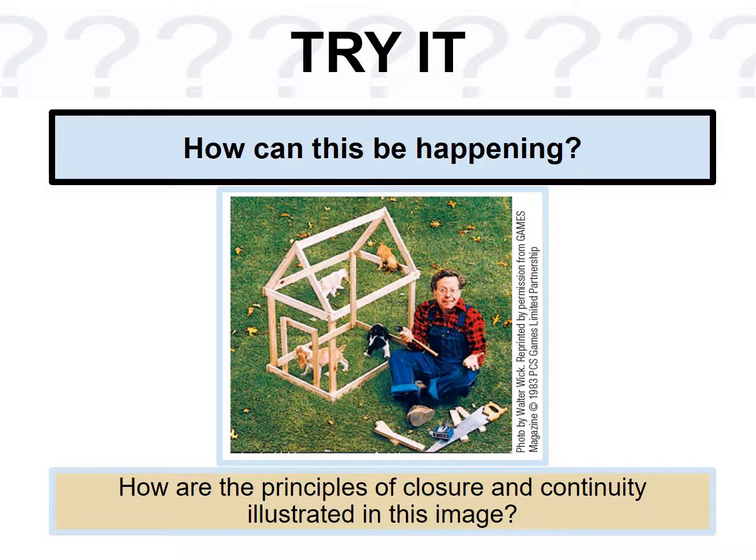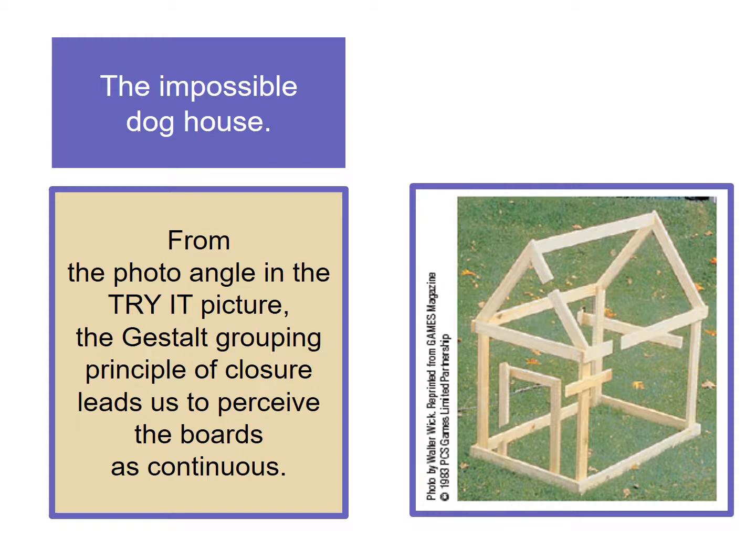This is cool. How can this be happening? How are the principles of closure and continuity illustrated in this image? Well, this is called the impossible doghouse. From the photo angle in the try it picture, which was the last slide, the Gestalt grouping principle of closure leads us to perceive the boards as continuous.